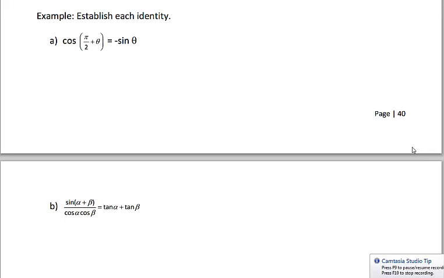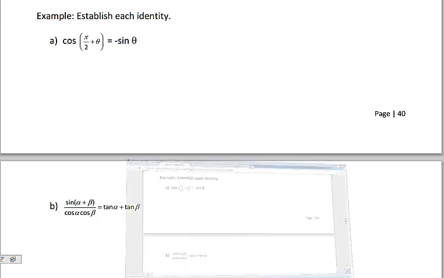We can use the sum and difference identities for sine and cosine and tangent to help us with our verifications as well. So here we have an example. We're asked to establish each identity, or basically verify that the statement given is true. So we want to verify that cosine of pi over 2 plus theta is equal to negative sine theta.